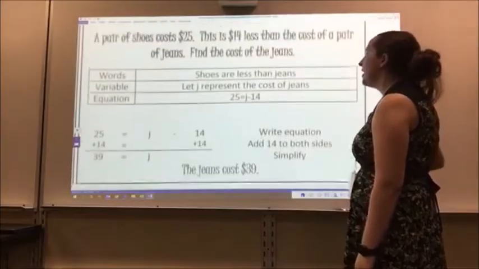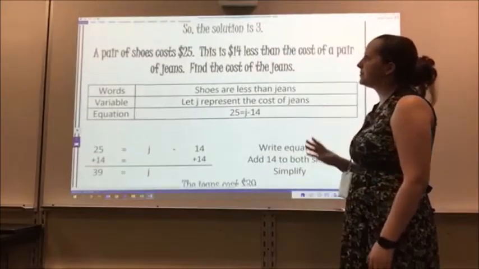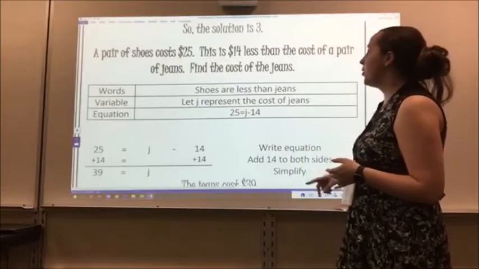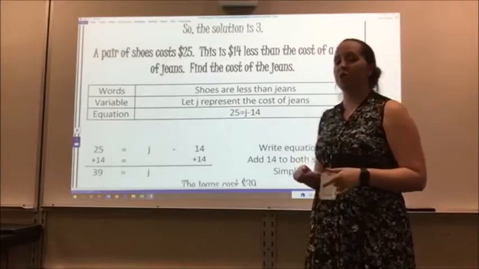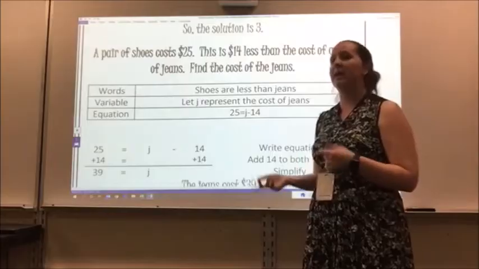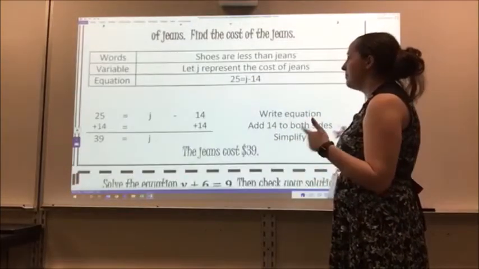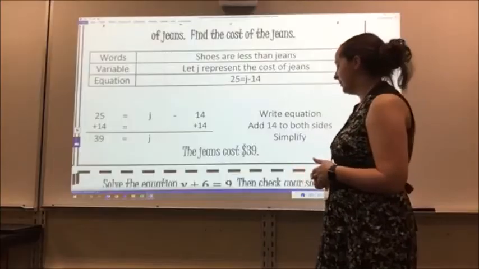So again, we can go ahead and double check. A pair of shoes costs $25. This is $14 less than the cost of the jeans, so the jeans minus $14 would give me the $25, which is true. So 39 minus 14 does give me 25.